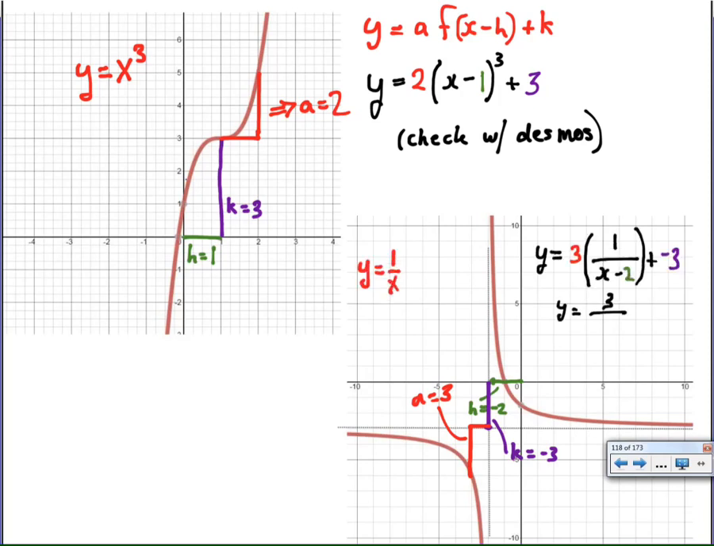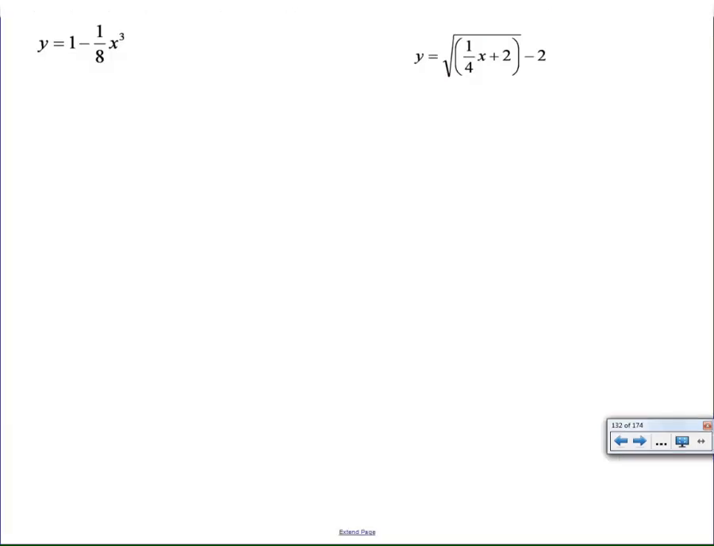Transforming y equals 1 over x, multiply by 3, shift to the right 2, and shift down 3, and I end up with this simplified form of an equation. And again, we can verify with technology. Finally, on this particular video, I'm just going to review graphing two functions using transformations in general, and following the whole format.